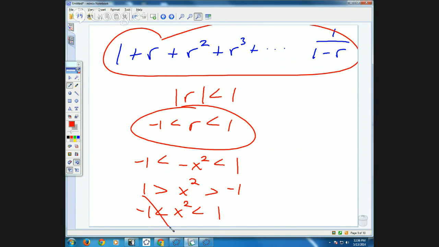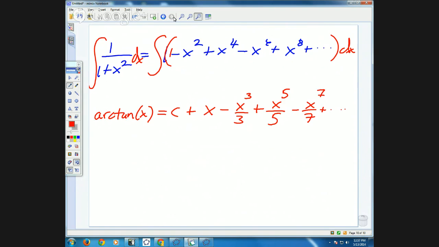Now I can't take the square root of this side, so that's out, because that would be imaginary numbers. So that implies that the absolute value of x, because the square root of a square is the absolute value, has to be less than 1. And so that takes me back where I started. But I had to check to be sure. It wasn't obvious. So for this particular series, I know that the absolute value of x has to be less than 1 to have convergence.